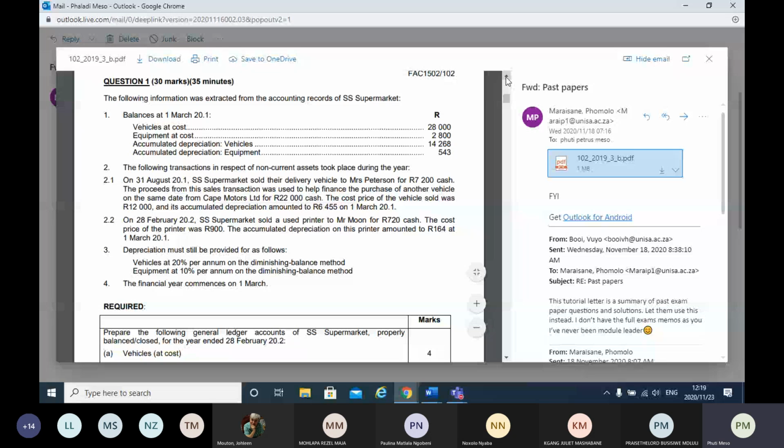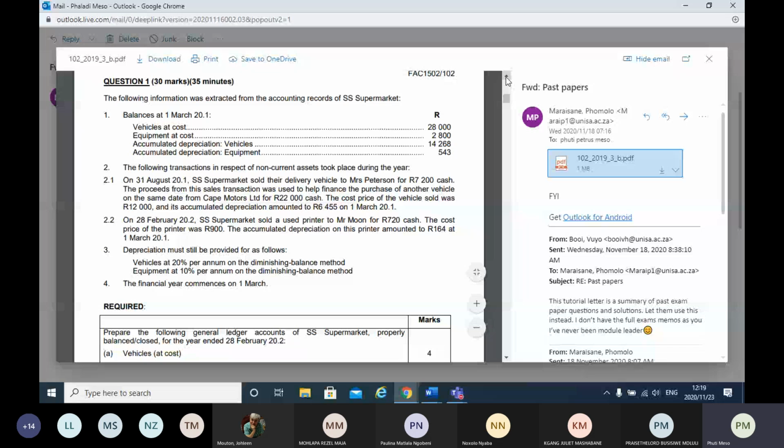Accumulated depreciation. Let's start with the vehicle. Right. You're going to have the balance brought down for the vehicle. It's how much? 14,268. It's on the credit side. And why is it on the credit side? It's a deductible amount. It helps us to get the carrying amount from the cost. So basically, your cost of an asset, and you minus your accumulated depreciation, it will give you the carrying value.